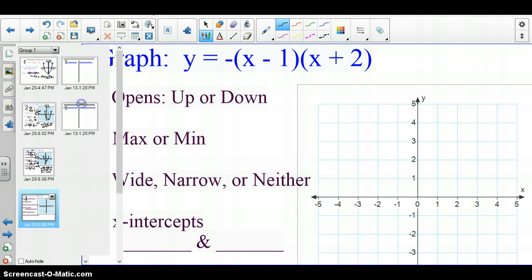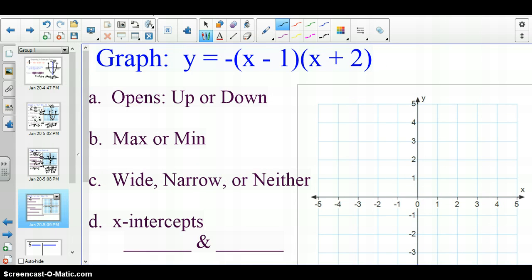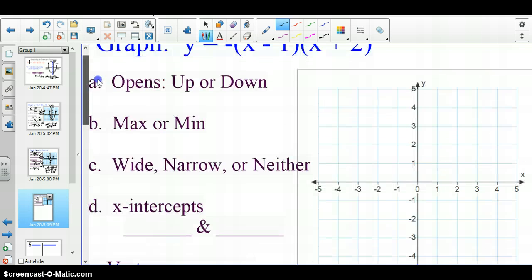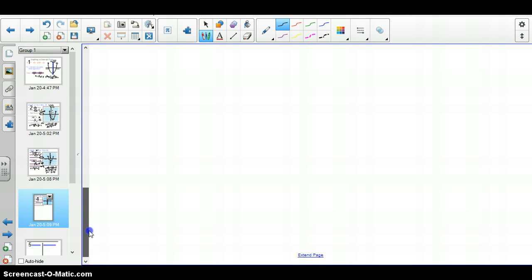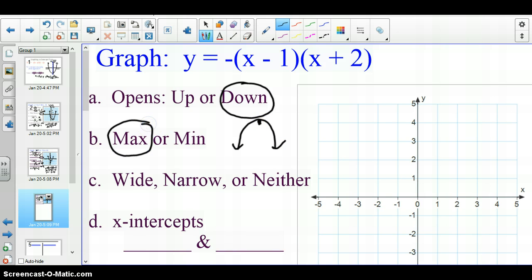All right, let's try this last one. Let's see if I can extend this page more so we can see everything on one. Doesn't look like it. Alright, so this negative out in front of the parentheses right here tells us it's going to open down. Since it opens down, it looks something like this. So that would be our highest point, so it's a maximum. There is no number in front of there, or that number is 1, so it's neither.